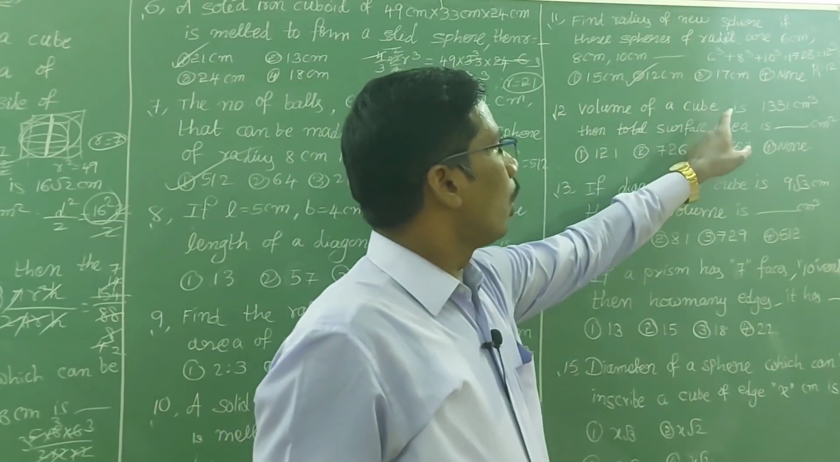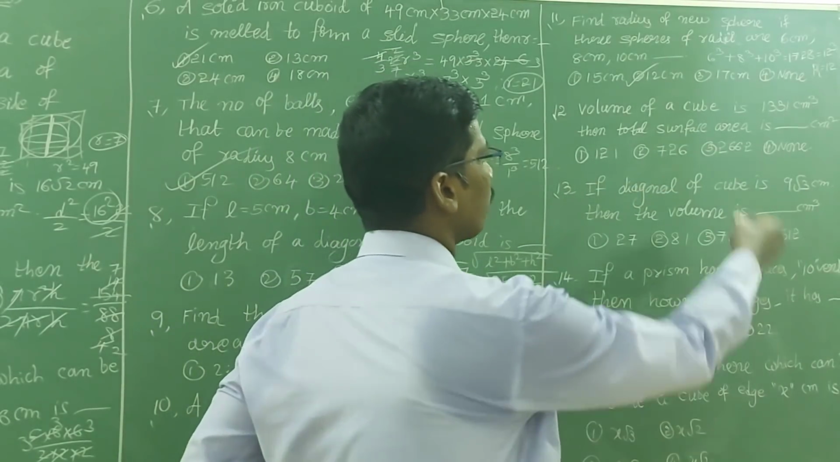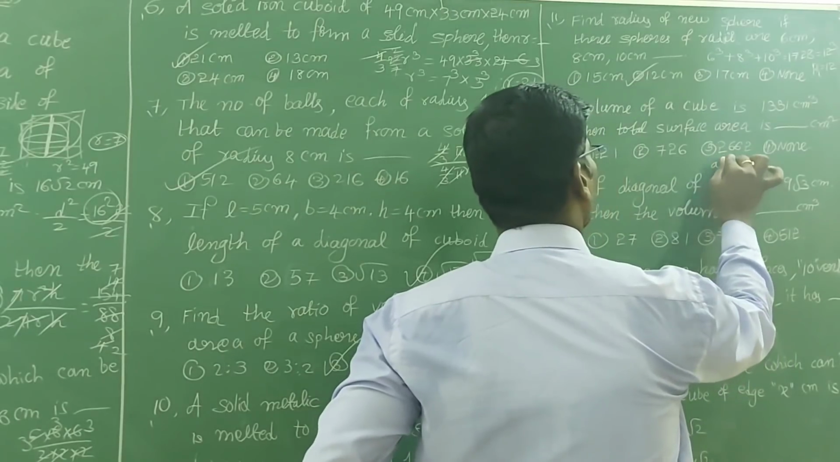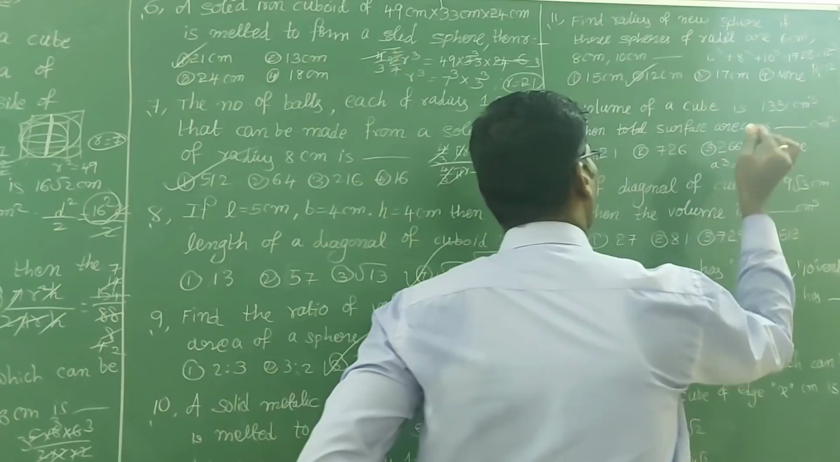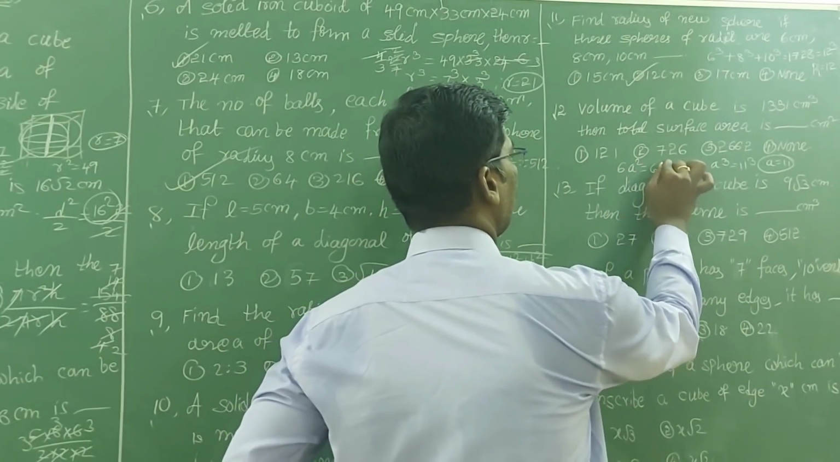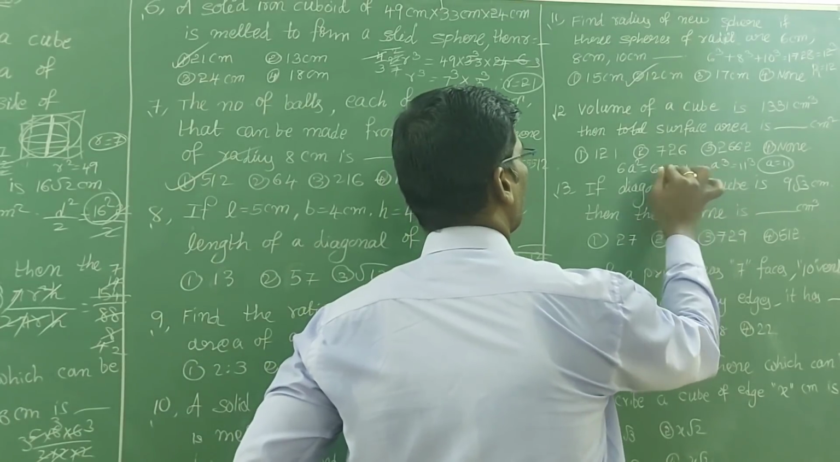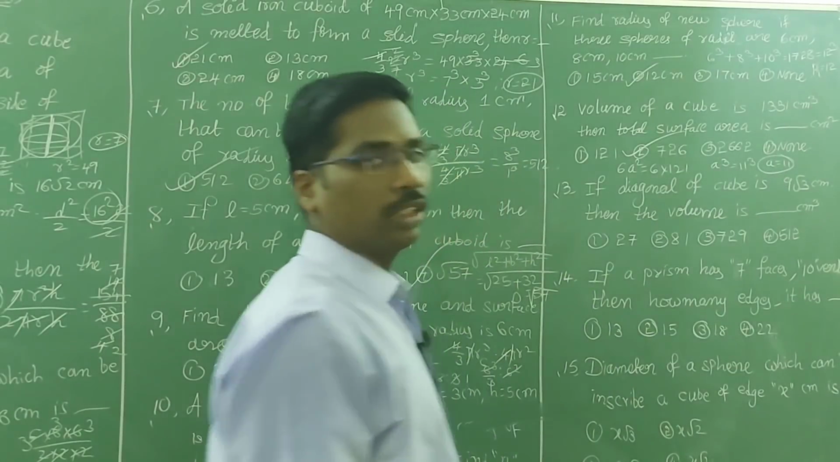Volume of a cube is 1331, then the total surface area is? Here volume of cube is 1331, means a cube is equal to 11 cube. So a is equal to 11. Now we want to find 6a square, the total surface area. So 6 into 11 square, that is 121. 6 1s are 6, 6 2s are 12, 6 1s are 6, 7. So the answer is 726.